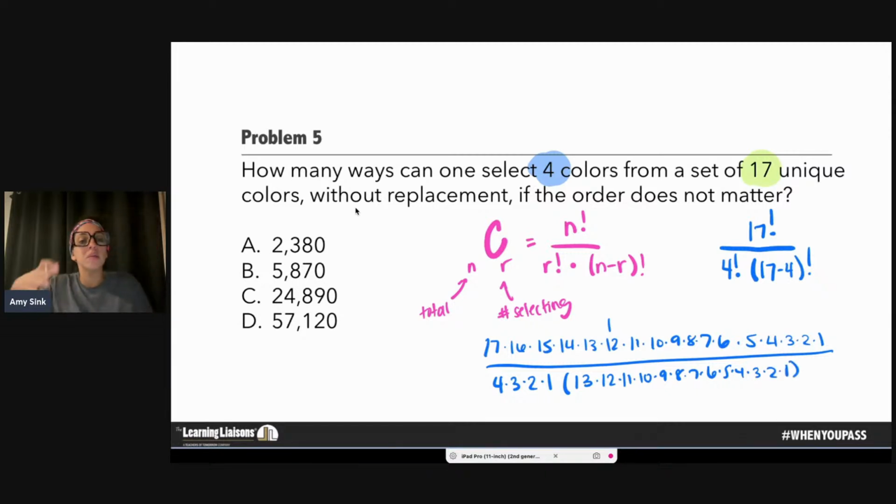Because all of this is being multiplied together, I can cancel out common factors. So 1s, 2s, 3s, 4s, 5s, 6s, 7s, 8s, 9s, 10s, 11s, 12s, and 13s can all cancel out. So I'm left with 17 times 16 times 15 times 14 divided by 4 times 3 times 2 times 1. Let's go ahead and do that in our calculator.